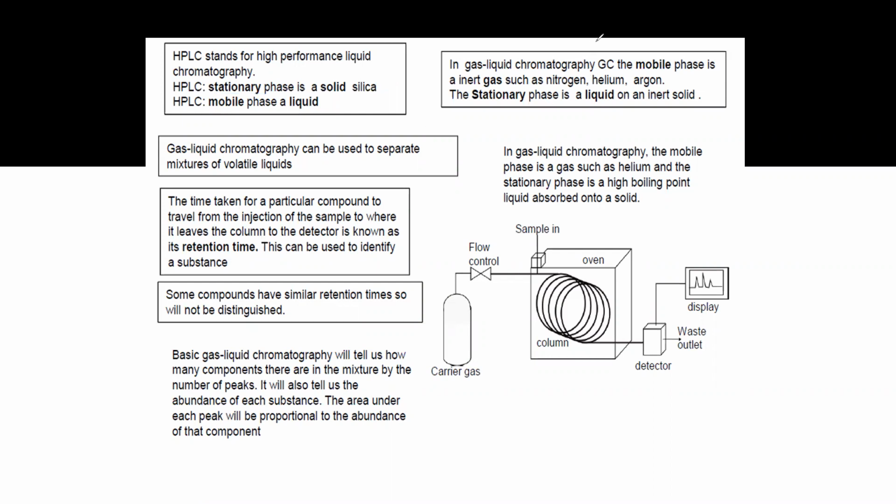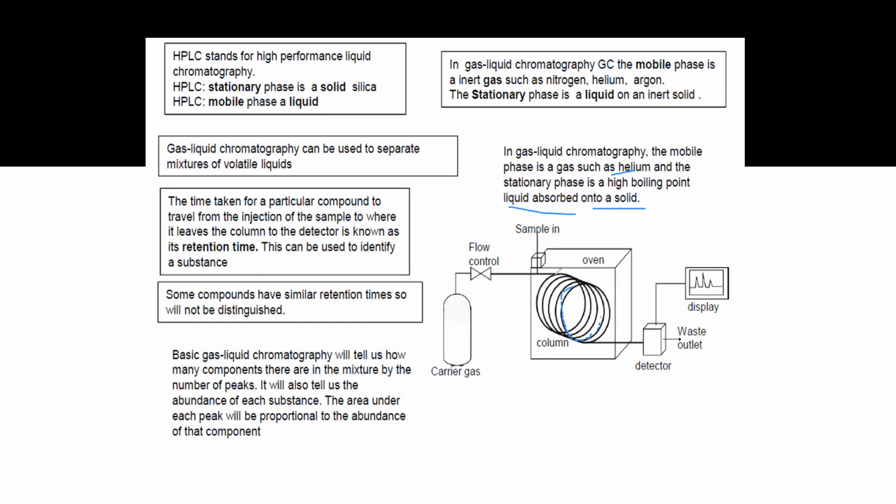Volatile liquid means a liquid which can easily be vaporized. So what happens? First, we have a carrier gas. What carrier gas do we use? Normally a gas which is inert, such as group 8 elements. The sample is injected, and the carrier gas passes through the column. On this column, we may have a liquid. In gas liquid chromatography, the mobile phase is a gas which is normally inert, such as helium, and the stationary phase is a high boiling point liquid absorbed on the solid. On this column, there is a liquid present on the surface of the solid.